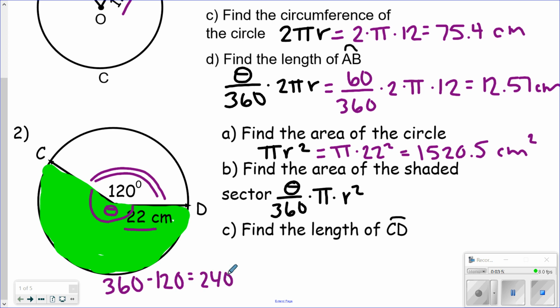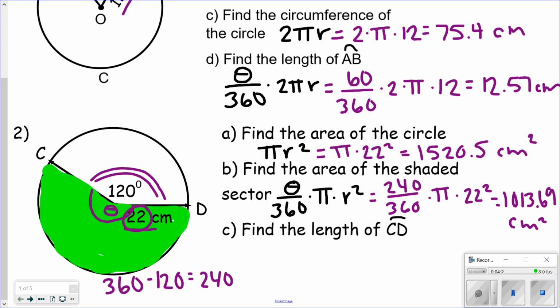All right, so now that we have theta, I know that this is going to be 240 divided by 360 times pi times r squared, where r is still 22. And if we plug this into our calculator, we get 1,013.69 centimeters squared.